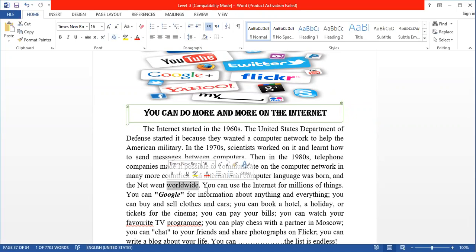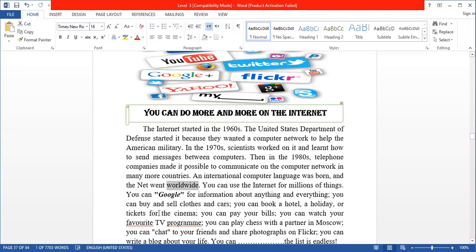You can Google for information. To Google means what? To search for information. You can Google for information. You can search for information about anything and everything.